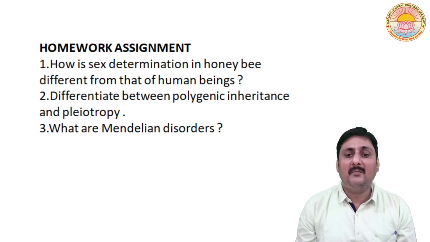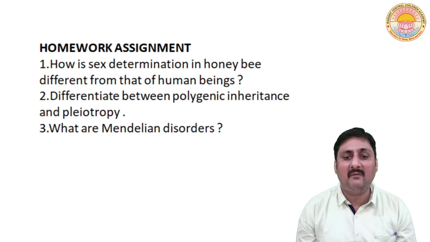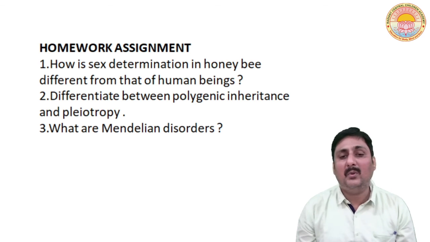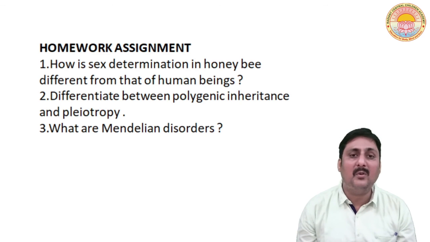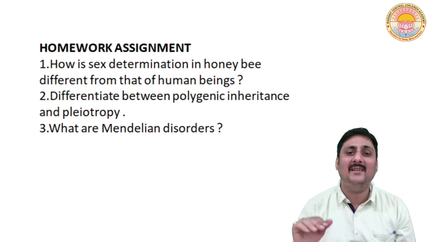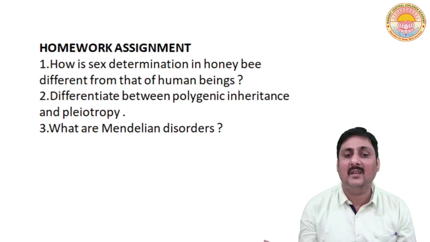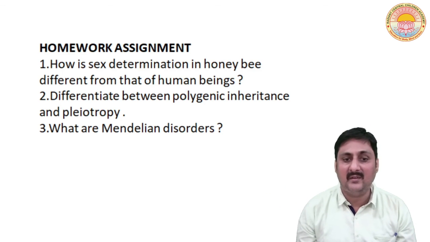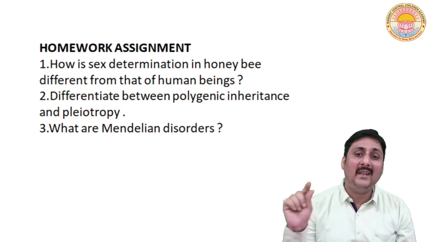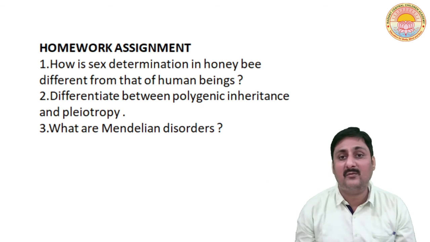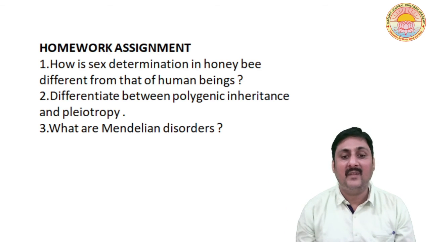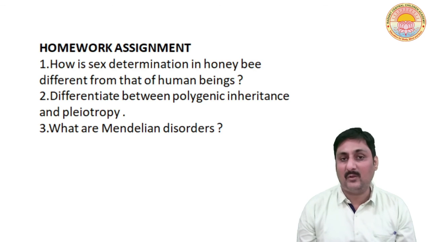How is sex determination in honey bee different from that of human beings? हमने आपको बता दिया है. Differentiate between polygenic inheritance and pleiotropy. पॉलीजेनिक इनहेरिटेंस का मतलब होता है एक से ज़्यादा जीन्स अगर इफेक्ट करते हैं किसी एक पर्टिकुलर ट्रेट को, उसको हम बोलते हैं पॉलीजेनिक इनहेरिटेंस. पीलियोट्रॉपी में क्या होता है, एक जीन एक से ज़्यादा कैरेक्टरिस्टिक्स को इफेक्ट कर रहा है, उसको पीलियोट्रॉपी बोलते हैं. दोनों ऑपोजिट चीज़ें हैं. What are Mendelian disorders?